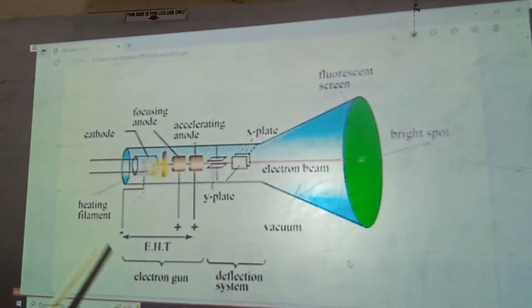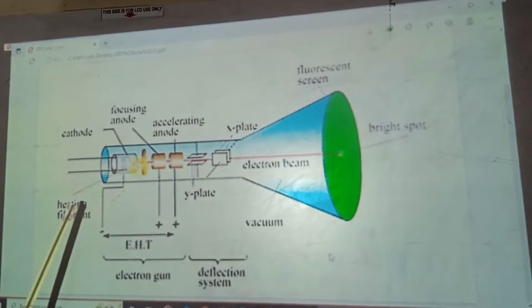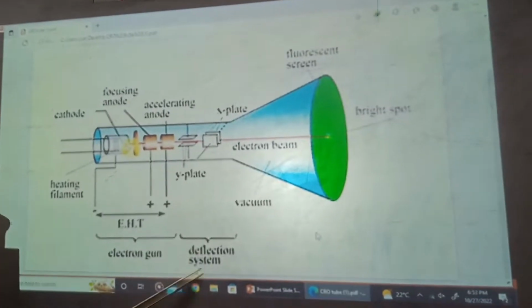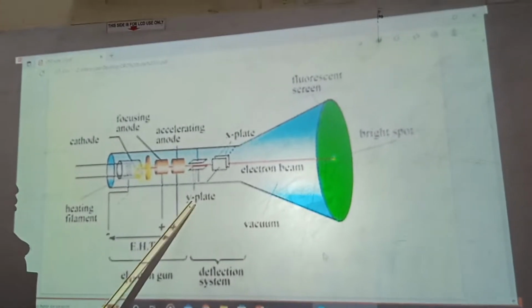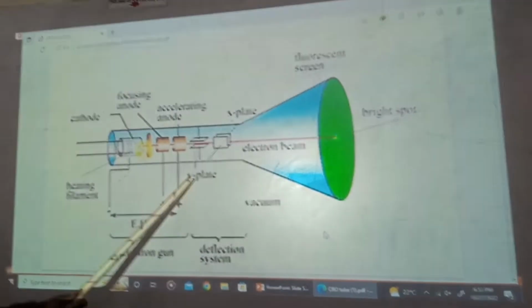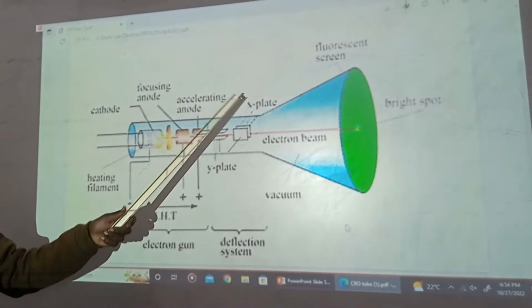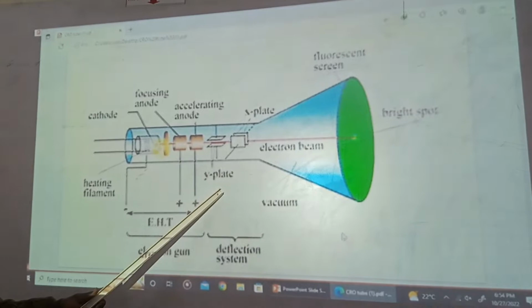We have seen the parts of the CRT. We also have the deflection system. The deflection system contains two plates: the Y plates and the X plates.